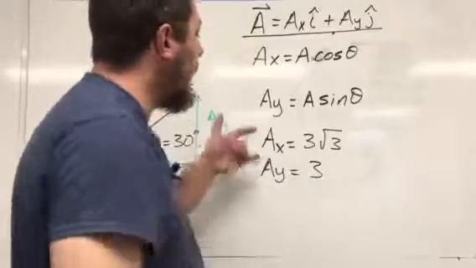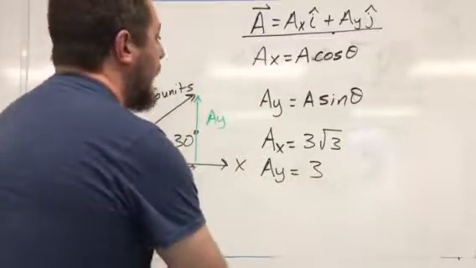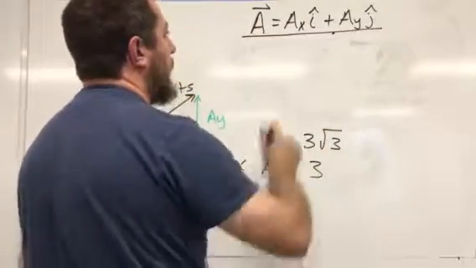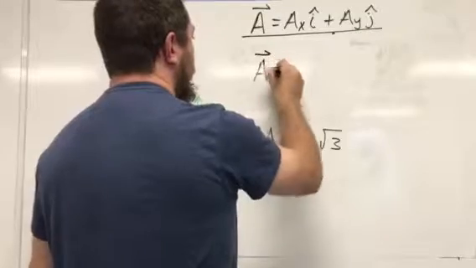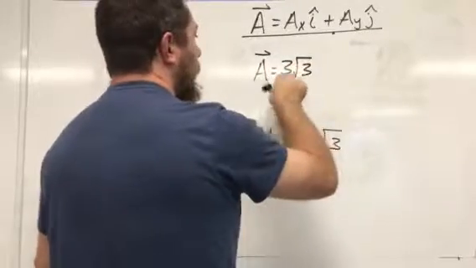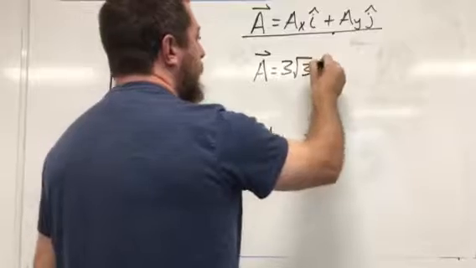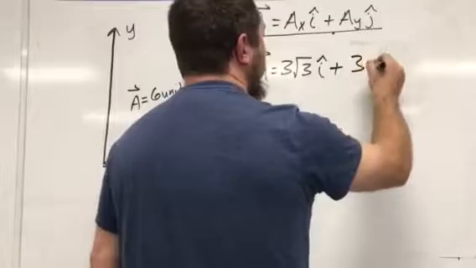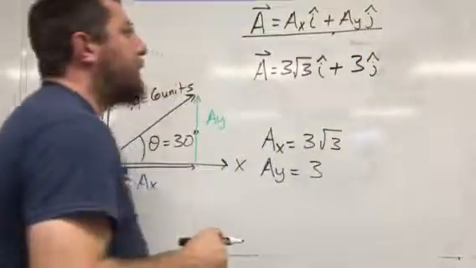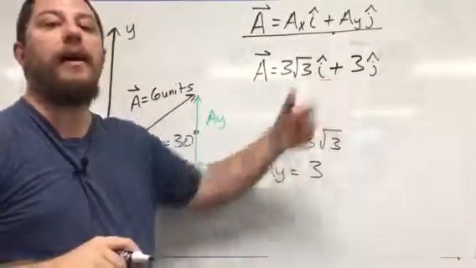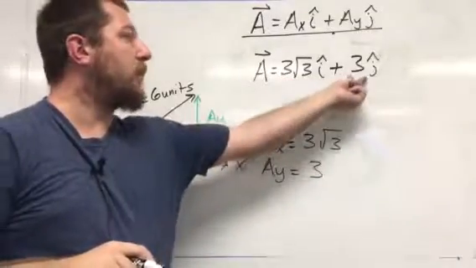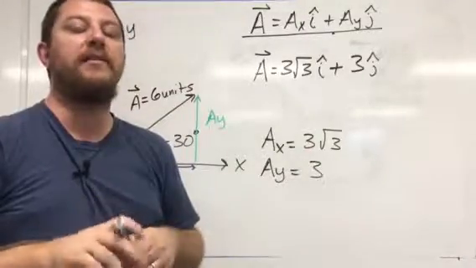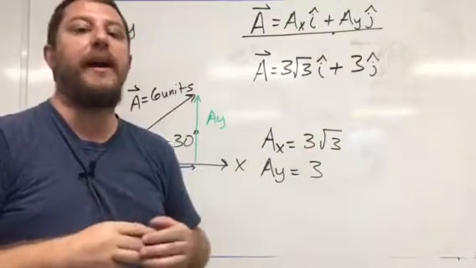So now I have my x and y components. I can now write my vector in terms of the magnitudes of its components and its unit vectors as 3 square root 3 in the x direction, or i hat, plus 3 in the y direction, or j hat. So this is now my vector. These represent the magnitudes of the components, and the directions are specified by my unit vectors. In the next video, we'll talk about vector addition and subtraction. Stick around.